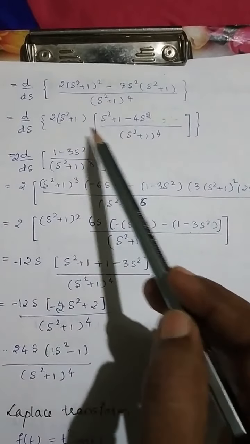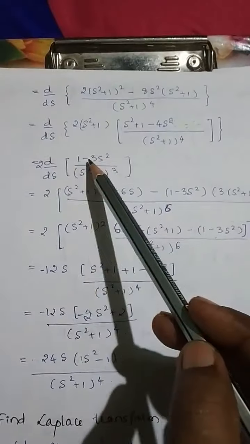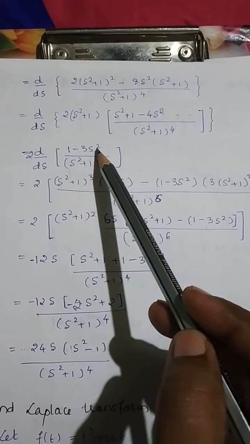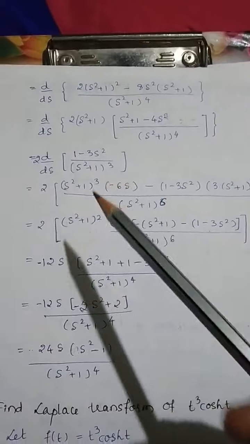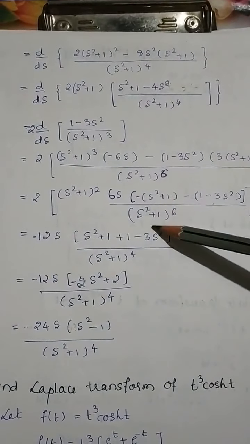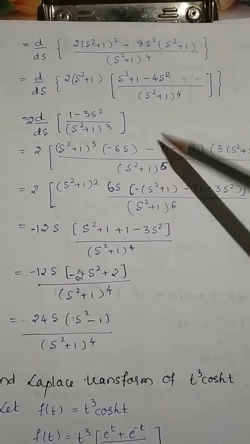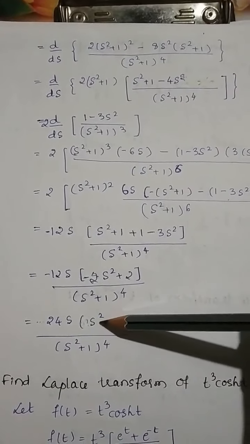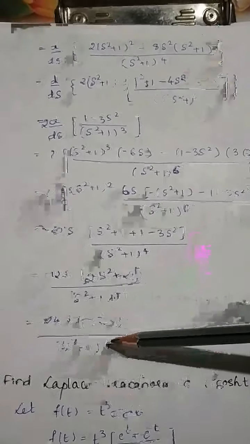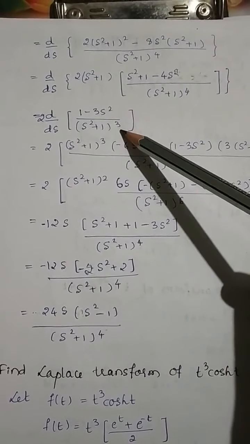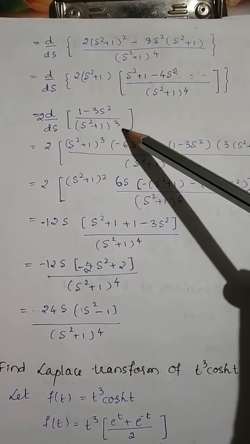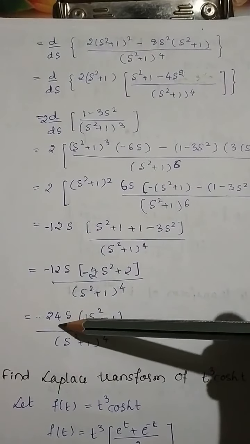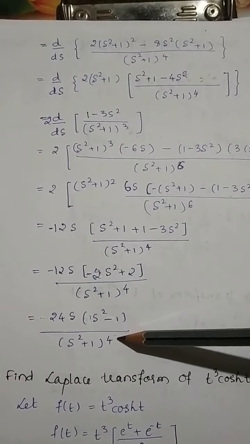One (s square plus 1) term cancels with this, remaining is 2 into d by ds of (s square minus 3s square), that becomes 1 minus 3s square upon (s square plus 1) whole cube. Next we need to do the differentiation again with respect to s. After differentiating this one, at last we have obtained 24s into bracket (s square minus 1) upon (s square plus 1) whole raised to 4. Using the quotient rule we have obtained this answer, that is 24s into (s square minus 1) upon (s square plus 1) whole raised to 4.